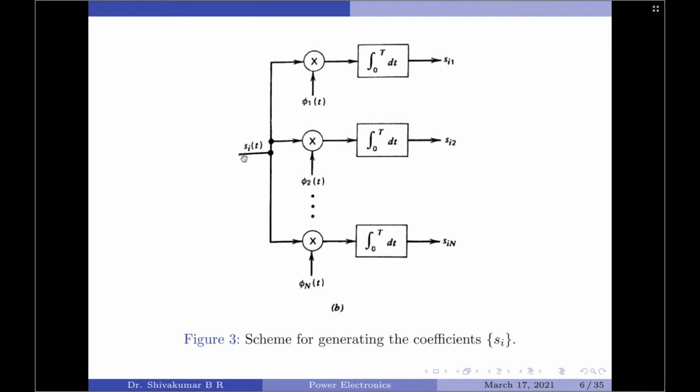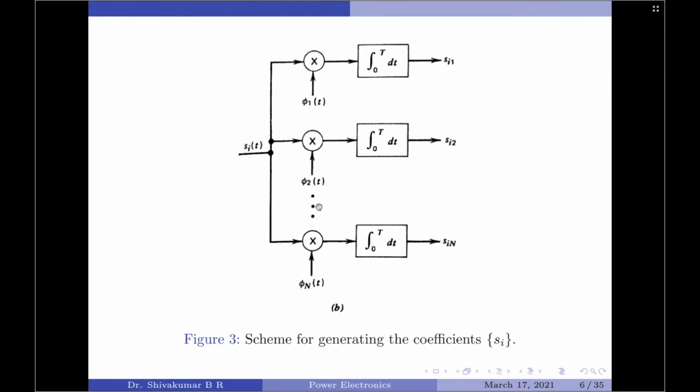That is, if Si of t is the input, then if I multiply Si of t with phi 1 of t, phi 2 of t, etc., till phi N of t using the scheme as shown here, followed by an integrator, then the output of each branch will be one of the coefficients. A multiplier followed by an integrator is usually called a correlator. So, we can view this system as a bank of capital N correlators.